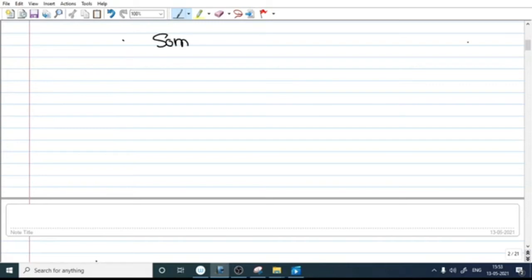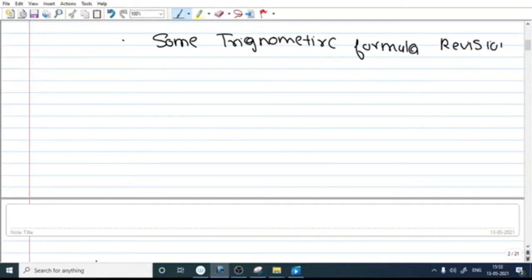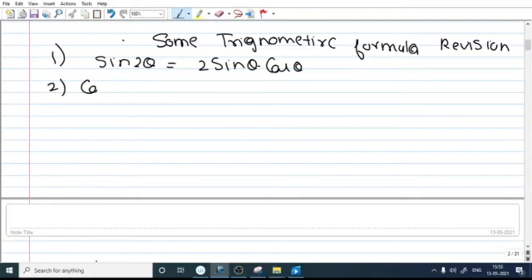Some trigonometric formulae: we are going to do a revision so that you don't get stuck anywhere. The first formula is sin 2θ, which is nothing but 2 sin θ cos θ. The second formula is cos 2θ, which is cos²θ minus sin²θ.